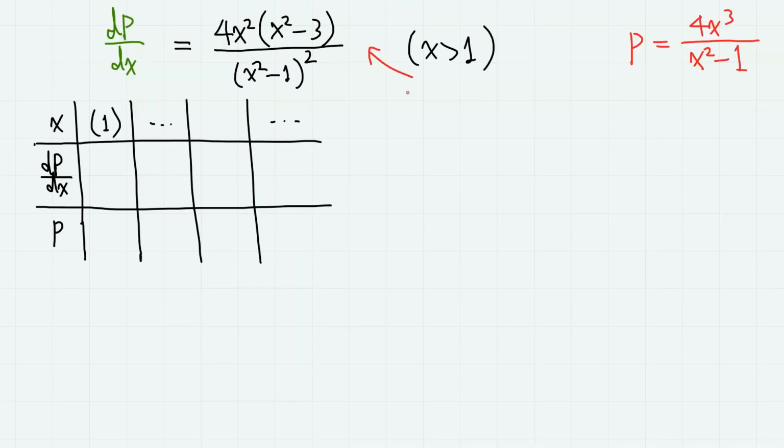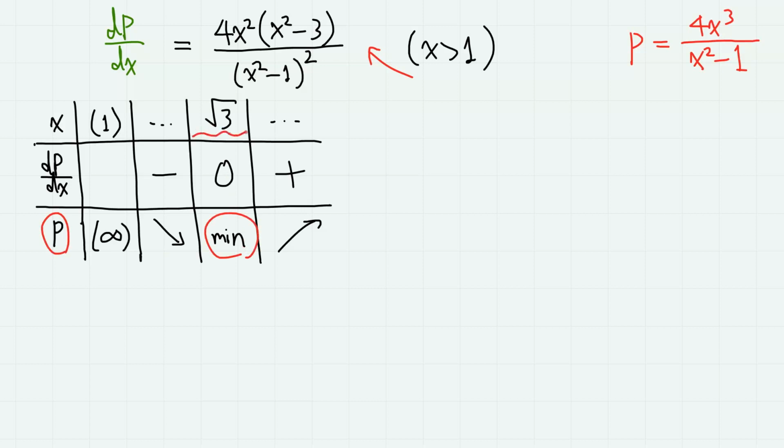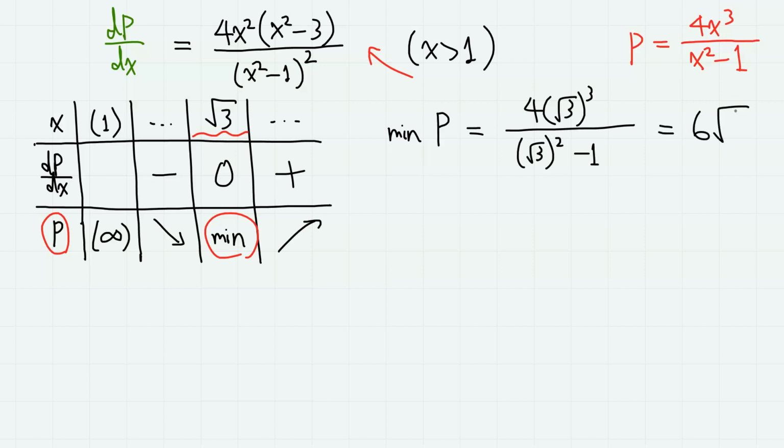Right, from this expression for the derivative, you can easily see that the derivative becomes 0 when x equals square root of 3. And the sign of the derivative is negative here and positive here. So the function decreases here and then increases here. And you can see that the perimeter P becomes minimum when x equals square root of 3. Therefore, the minimum value of the perimeter P is 4 times square root of 3 cubed over square root of 3 squared minus 1, which is 6 square root of 3. So this is the minimum value.